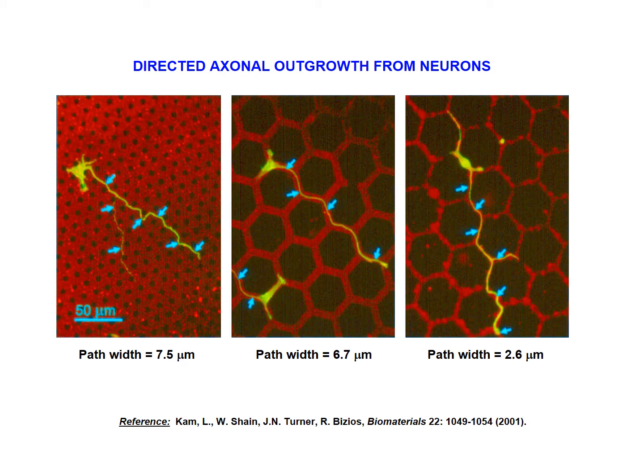Directed axonal outgrowth was also observed when the neurons interacted on a micropattern surface whose path width was 6.7 micrometers. You can see again the green body of the neuron and the axonal outgrowth. The most impressive results, in my opinion, are illustrated on the right-hand side panel. The path width in this case was the narrowest one investigated in the study. Specifically, the width was 2.6 micrometers.